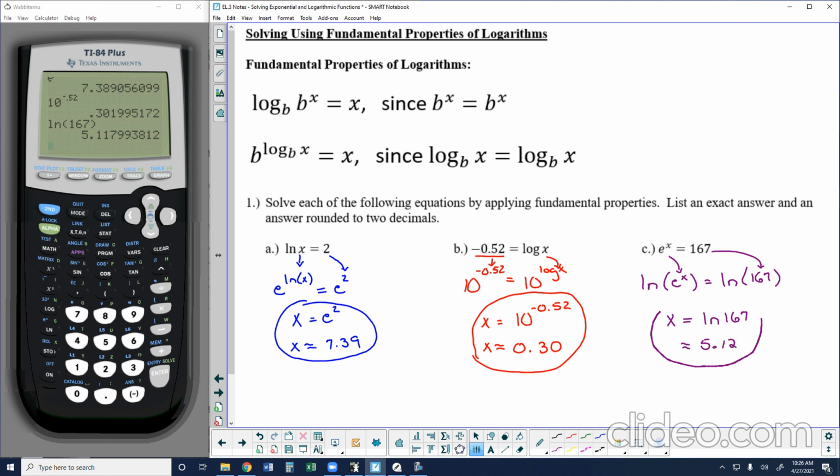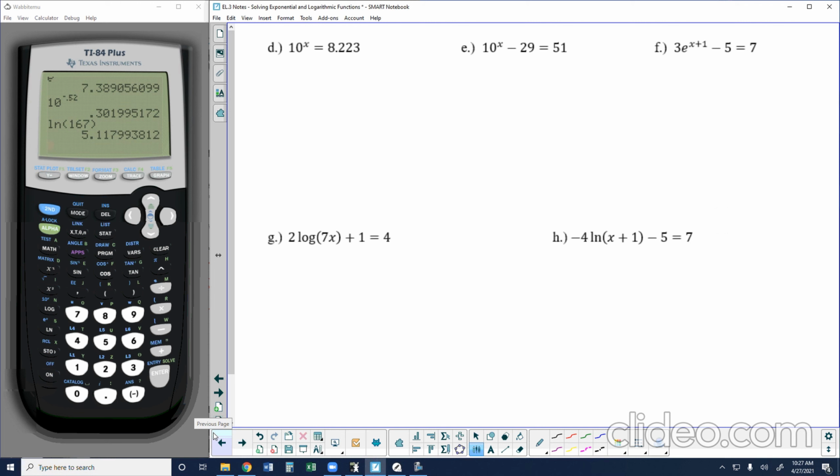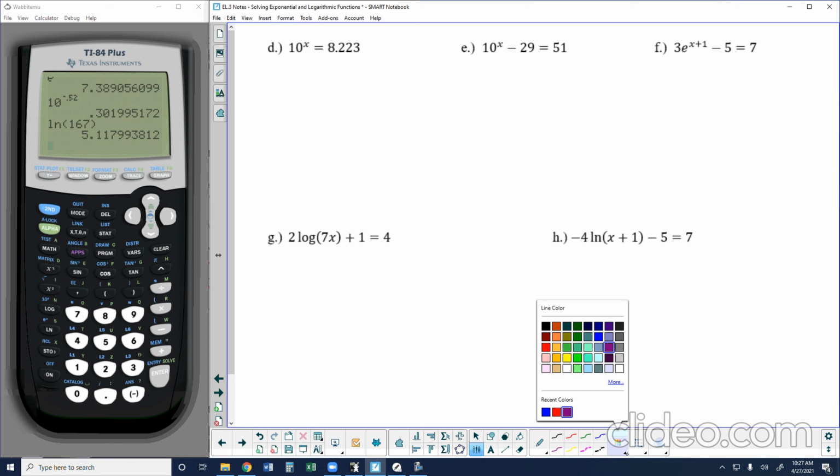So this is one method of solving exponential or logarithmic equations. We can use the fundamental property of logarithms, knowing that logarithms and exponentials with the same base are inverse operations of each other, which undo their operation, leaving us with just the input or the variable in this case. Now there are some other instances where we can advance this a little bit. So let's at this point let you take a look at part D. Pause the video and see if you can complete part D.